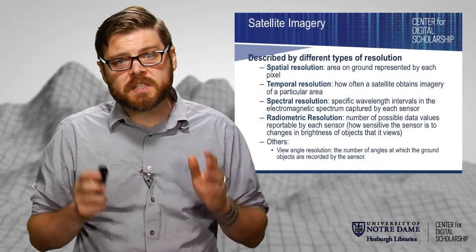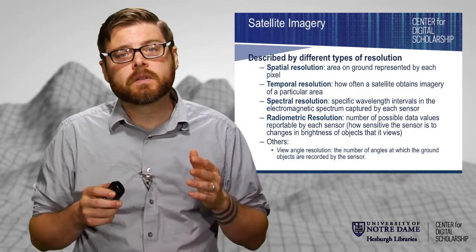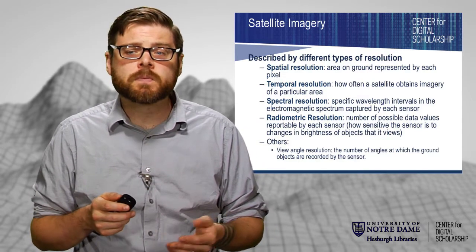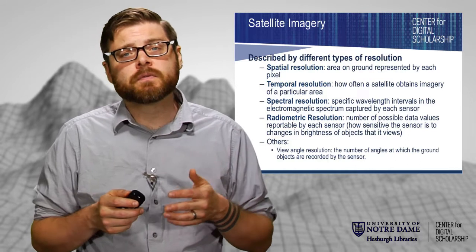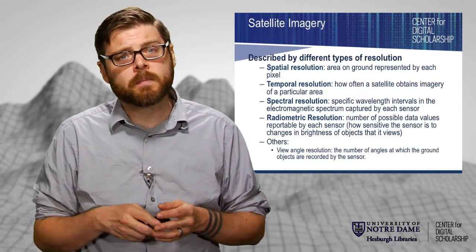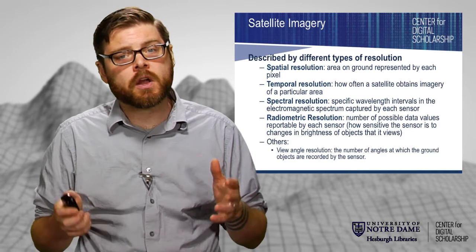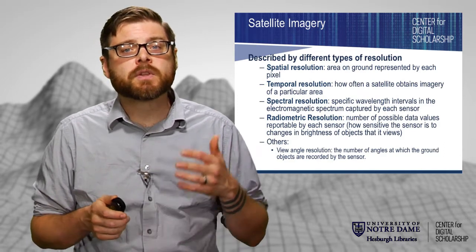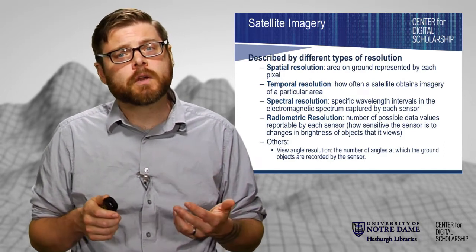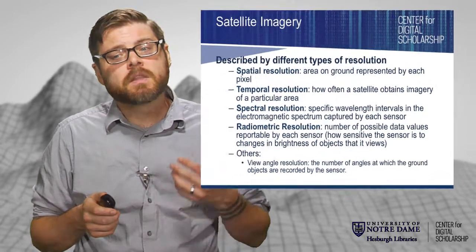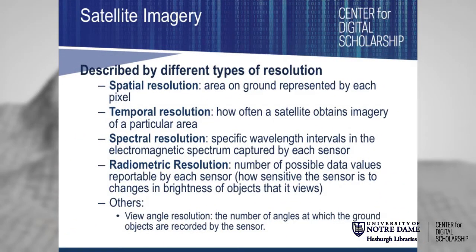Now, in the specifics of satellite imagery, the nature of different satellite sources are usually defined by different types of resolution. So we talked about spatial resolution already, the area on the ground represented by each pixel. But there's a few other types of resolution that are important for understanding satellite imagery as well. Things like temporal resolution, spectral resolution, radiometric resolution, each of which I'm going to go over in a little bit more detail. But then there are a few others that I'm not, things like view angle resolution that might control how many different angles the sensor on the satellite can look at.